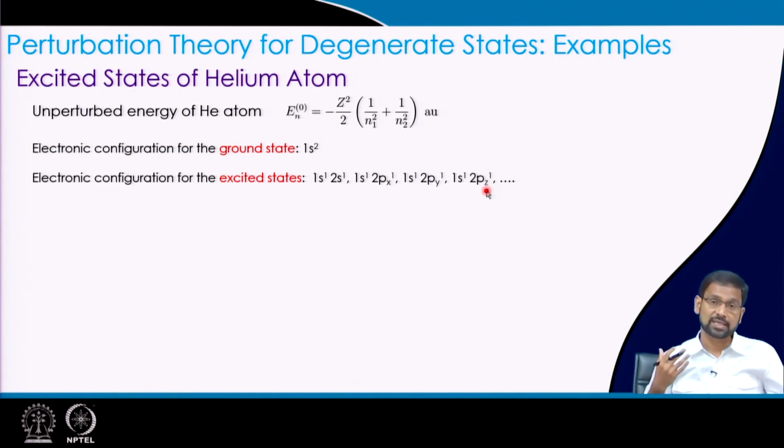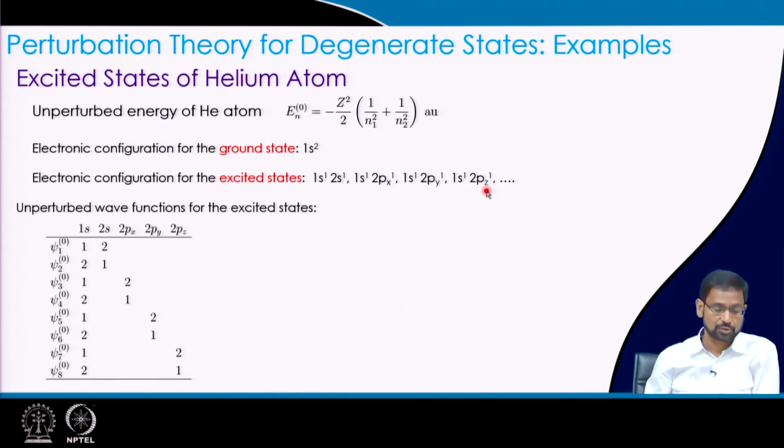Now, since I have got this degeneracy, I already know what I should do. I would have to express the wave function as a linear combination of these degenerate states. I have to construct this phi n0 as a linear combination of these psi i's, and this is what I would do. So the unperturbed wave function for this excited state, this is how I am going to construct it.